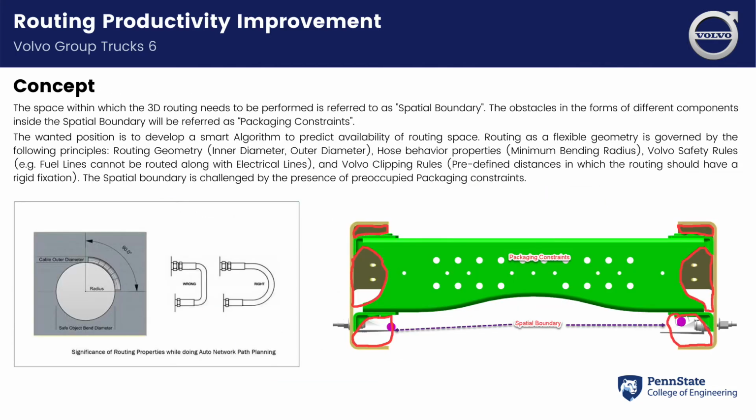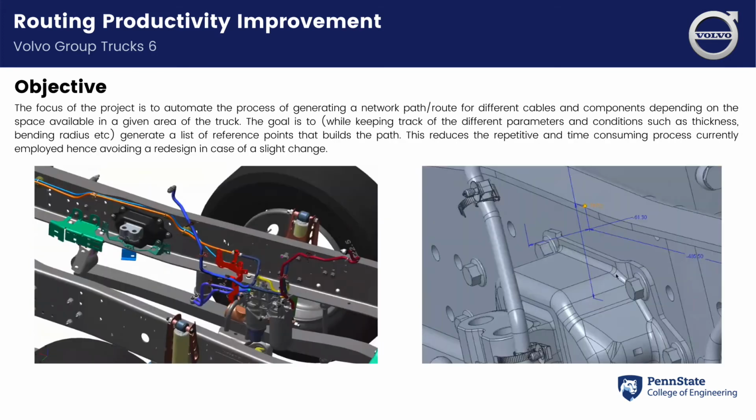Other factors that need to be accounted for are the physical parameters of the flexible, such as the diameter and bending radius. Since there are many possibilities and various paths a cable can be routed, it is infeasible to manually find the optimal path. The focus of this project is to automate the process of generating a network route for different cables and components depending on the space available in the given area of a truck.